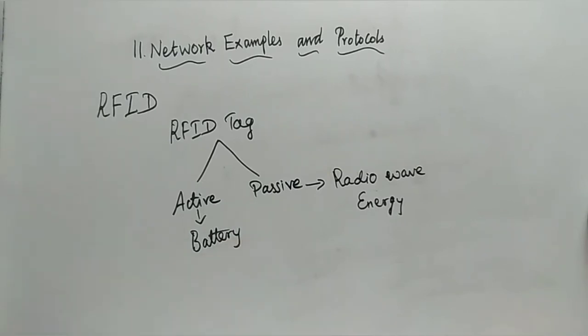So this active RFID is nothing but a battery powered RFID tag. It is going to have a small battery inside. That battery is going to provide power, and by means of that power it is able to broadcast that information.